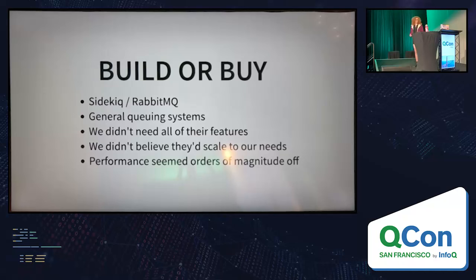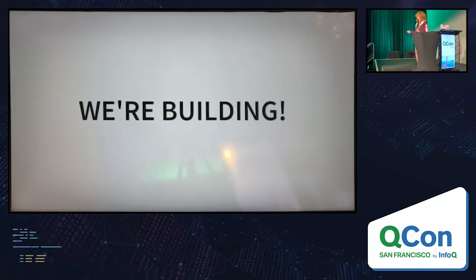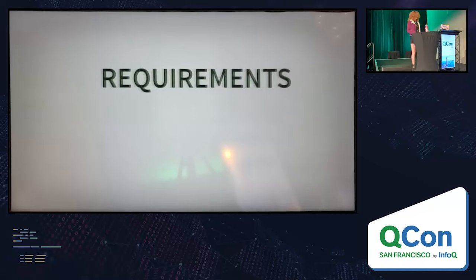And the published performance numbers for things like RabbitMQ just seemed orders of magnitude off from what we wanted out of this system. We knew from experience what Sidekiq was like to scale, and we didn't think that was going to be good enough. And based on the published numbers, we thought that other things weren't going to be good enough. So we opted to build something for ourselves. We're going all the way.